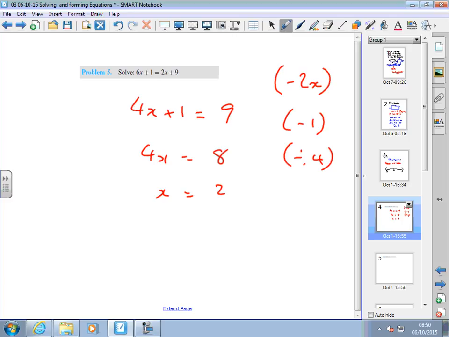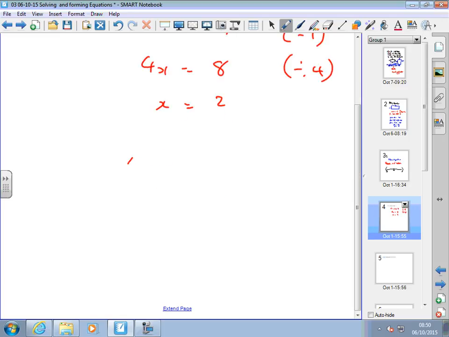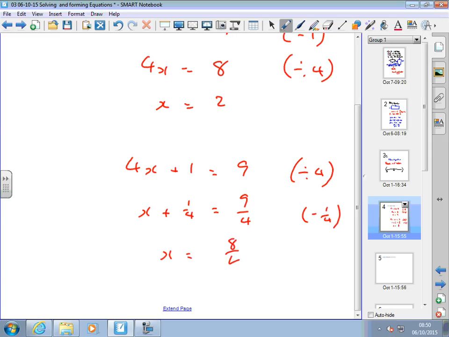For example, if I were to go back to here, 4x plus 1 equals 9, and I did decide to divide by 4, I'd have x plus 1/4 equals 9 quarters. And then I'd subtract this 1/4 from both sides. X equals 9 quarters, take away 1/4, which is 8 quarters. 2. Same answer. But I think you'd agree, not quite so straightforward.